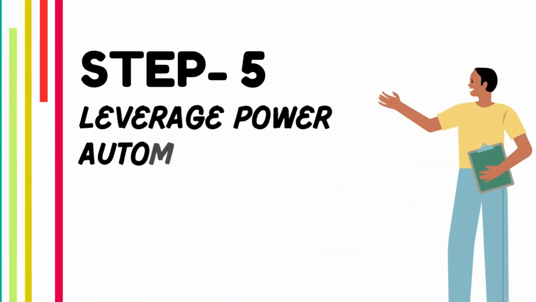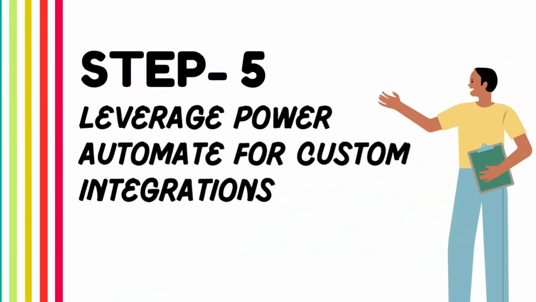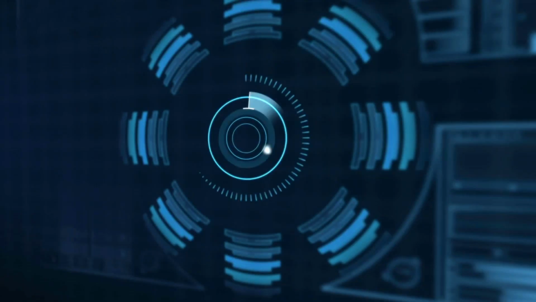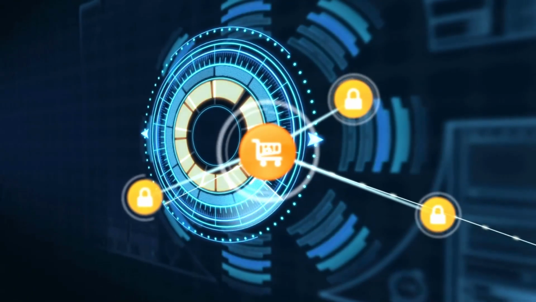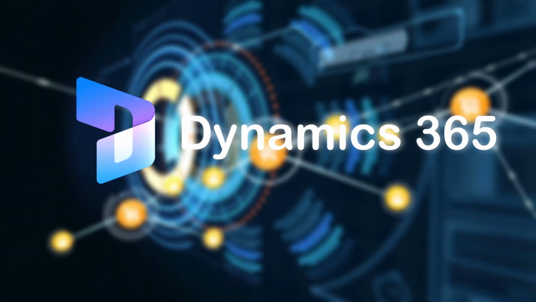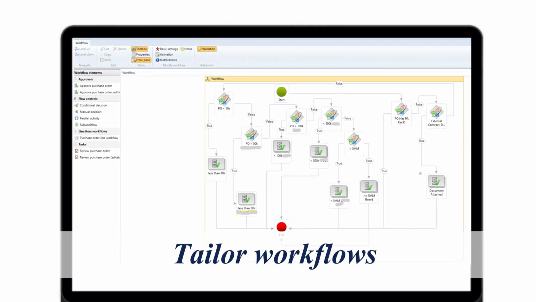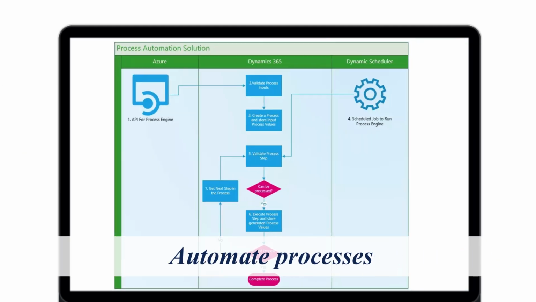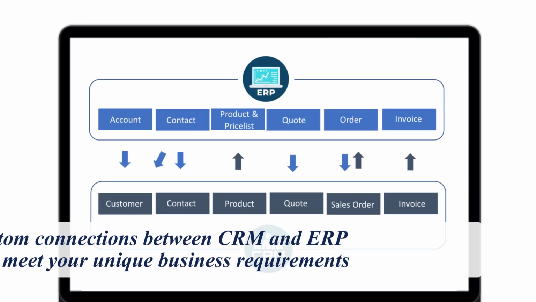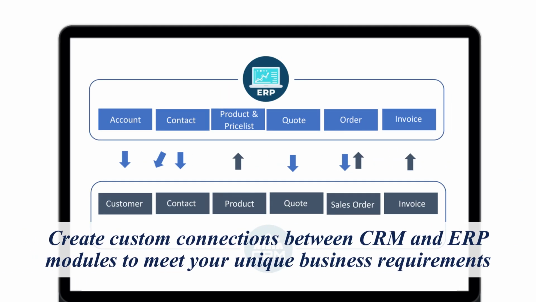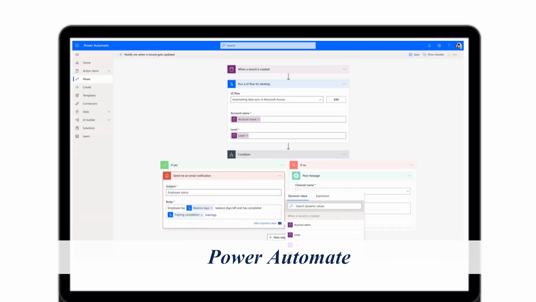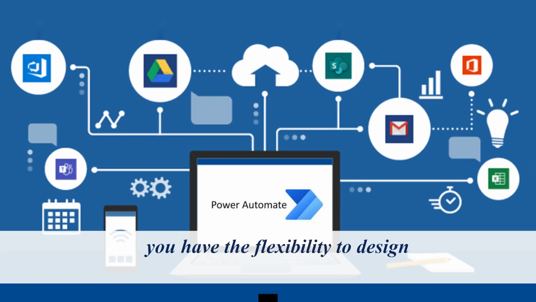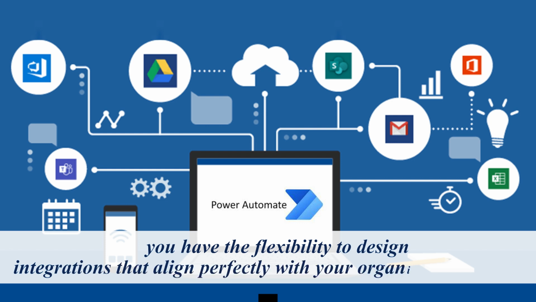Step 5. Leverage Power Automate for custom integrations. Customize your integrations using Power Automate within Dynamics 365. Tailor workflows, automate processes, and create custom connections between CRM and ERP modules to meet your unique business requirements. With Power Automate, you have the flexibility to design integrations that align perfectly with your organizational needs.